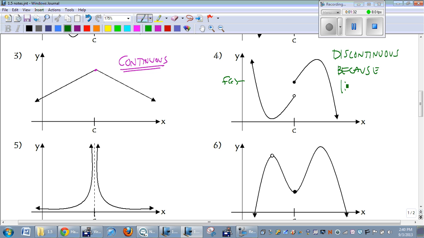Because the limit as x approaches c of f of x does not exist. Alright. So the limit as x approaches c of f of x does not exist.